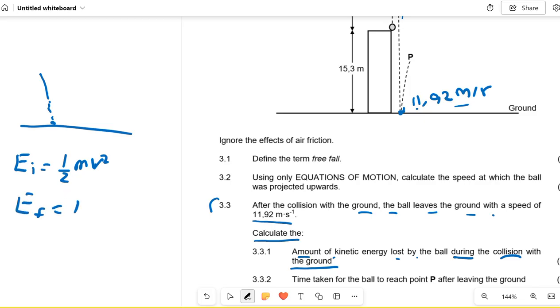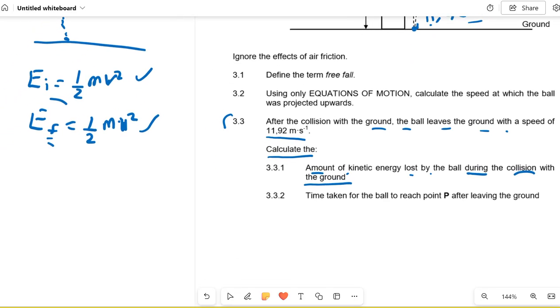So what they're looking for is the difference between these two. They want to know how much kinetic energy was lost. Do you all understand the question? Yes. So we're going to find the initial kinetic energy, and then find the final, and then subtract, and that difference is what we're looking for. That's how much was lost. Okay, so now let us go ahead and do it.